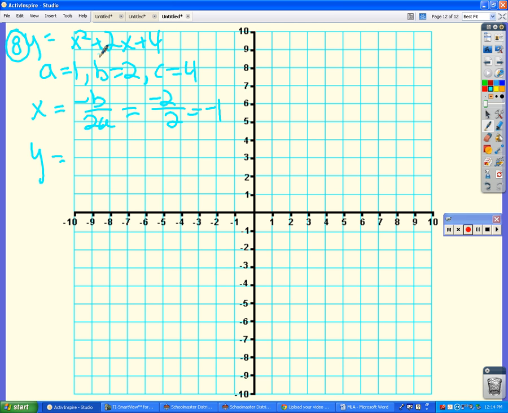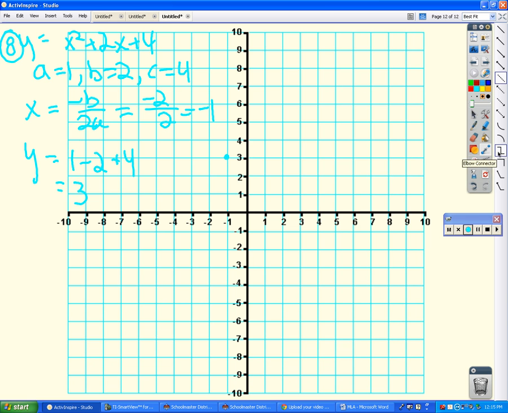So I'm going to do this in a couple steps because this is complicated. -1 squared is positive 1. And remember, if you're doing this on your calculator, what do you have to do with the -1? Put it in parentheses. Then 2 times -1 is -2. And then I add 4 onto that. So 1 minus 2 plus 4 makes 3. So that means the coordinates for my vertex are (-1, 3).